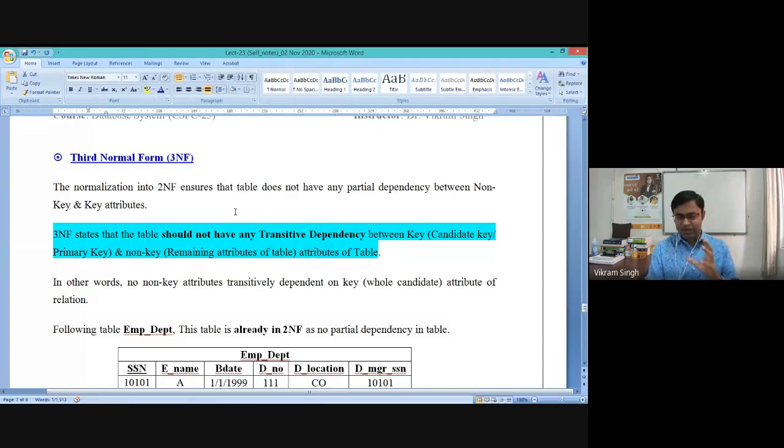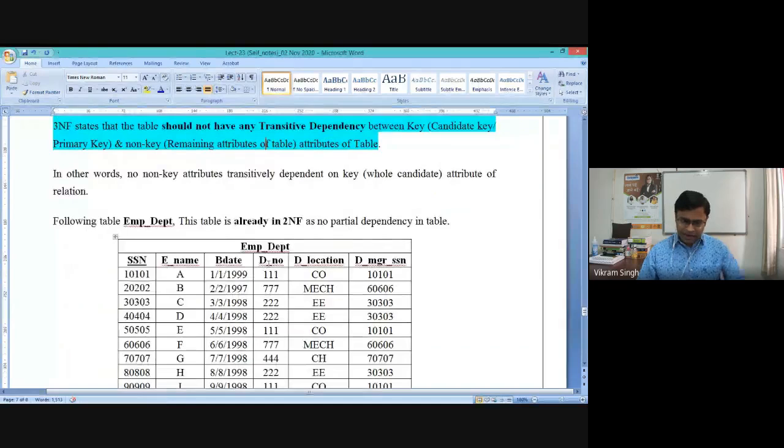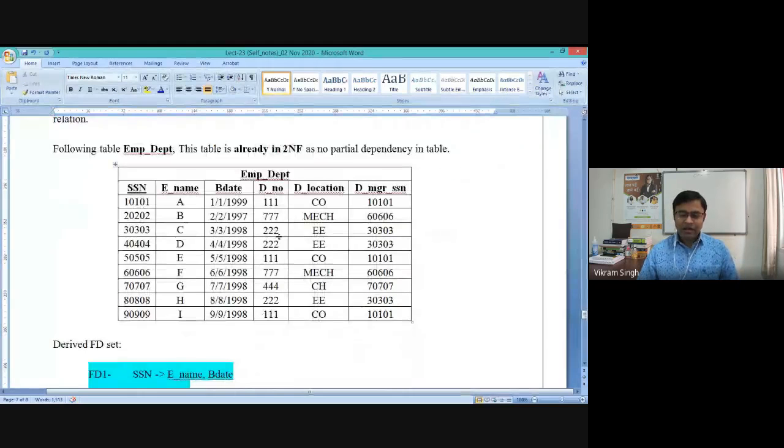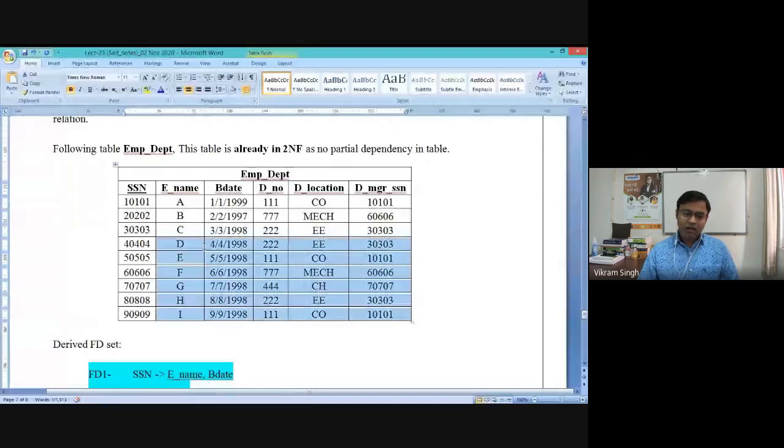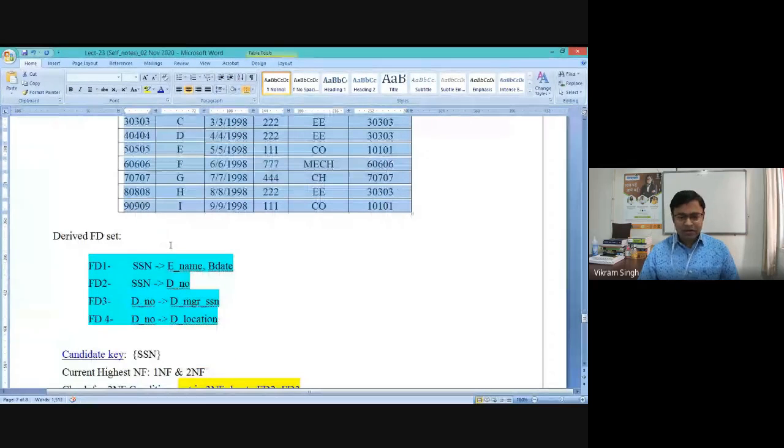This is what is referred to as a transitive dependency. The condition in third normal form says there should be no transitive dependency between key and non-key, right? Now let's have a brief idea of how to see it. We have taken this EMP department table, and we are assuming that it qualifies the second normal form condition, and we have initially derived some FDs.